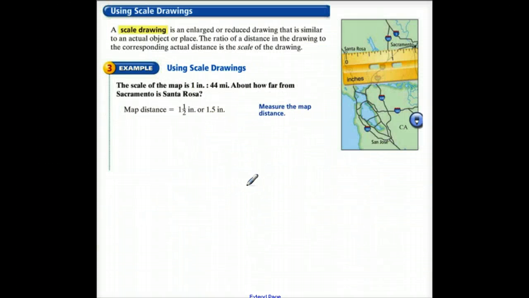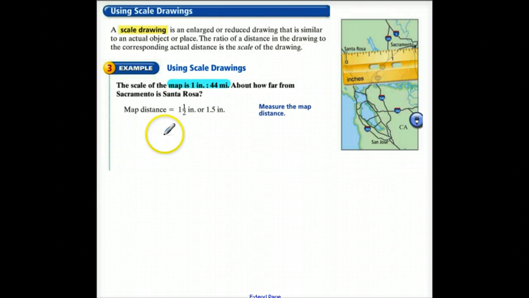And finally, we can use our similar figures and our proportions to do something similar with a scale drawing. A scale drawing we see all the time. It's an enlarged or reduced drawing that is similar to an actual object or place. So a lot of times when we look at a map, it gives us a scale for distance. In other words, the scale of this map is for every 1 inch you measure on the map, it equals 44 miles in the real world. So we can use this scale to find out how far a distance actually is.